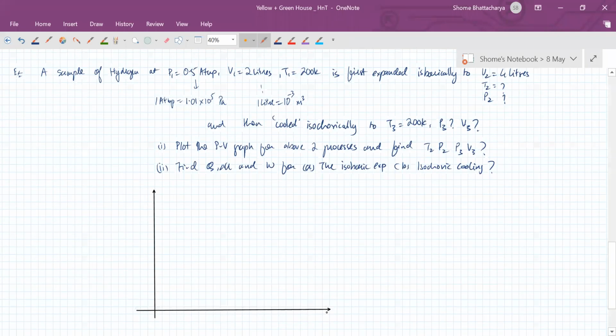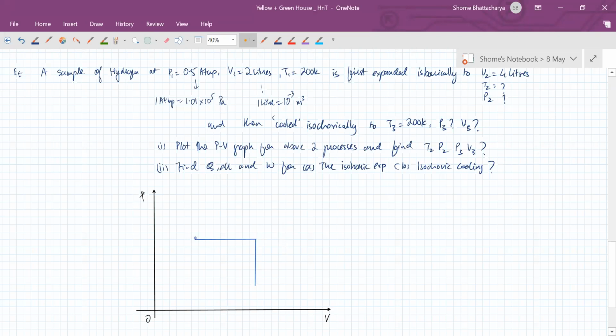So the PV graph for this process will look something like this. First, we have the isobaric expansion. So let's say that's like this. And then we have the isochoric cooling. Let's say that's like this.